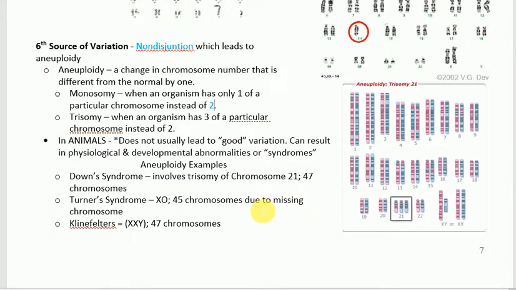In animals, this non-disjunction does not usually lead to a good variation. It can result, again, in physiological and developmental abnormalities. And here are the examples that we just talked about, the Down syndrome, the Turner syndrome, and then there's also Klinefelter's. What happens in Klinefelter's is that a male actually gets an extra X chromosome. So they have 47 chromosomes.